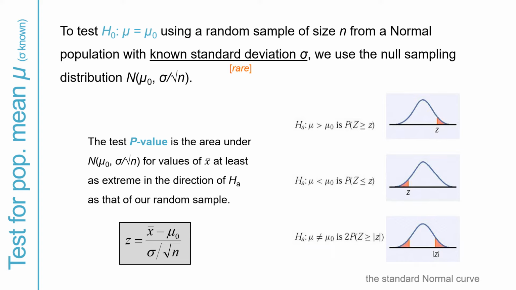Now, this assumes that we know the value of the population standard deviation sigma, even though we do not know the value of the population mean mu. Now, this is a fairly rare situation.